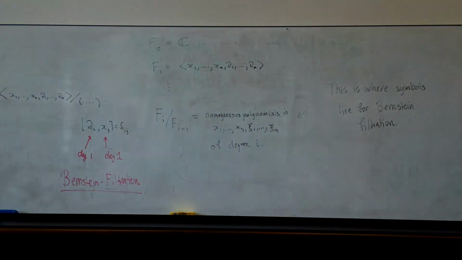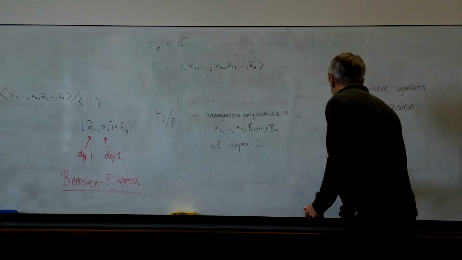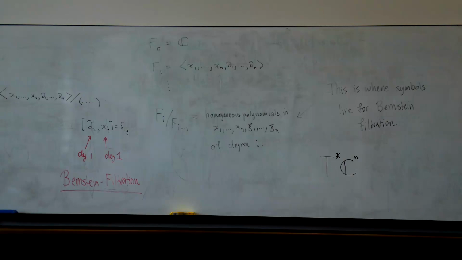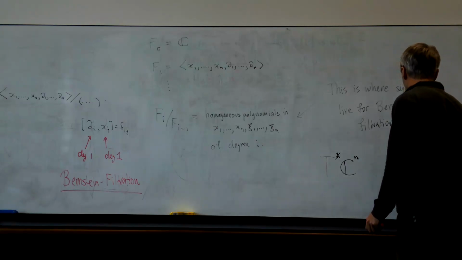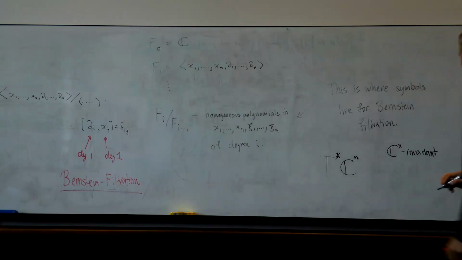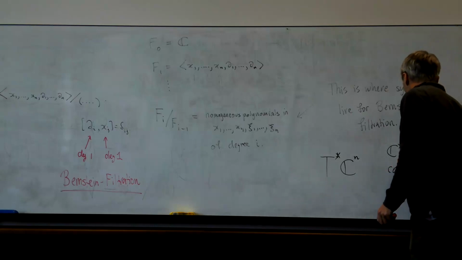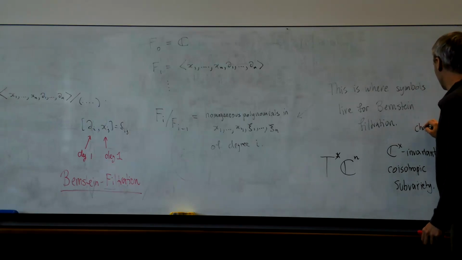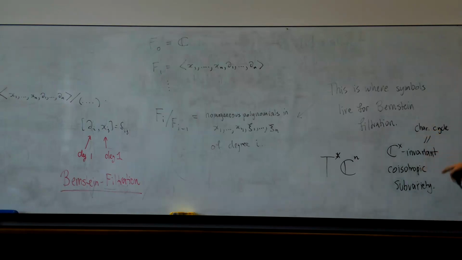And now, the same thing. So we have T star Cn. And now the analog of the characteristic cycle is a C star invariant co-isotropic subvariety. So the characteristic cycle becomes this, where now C star acts both on Cn and on the cotangent space. And now the following nuts thing, this is the theorem of Bernstein-Lunts.